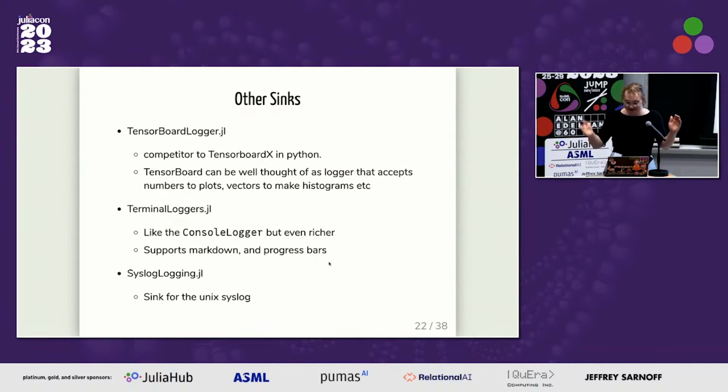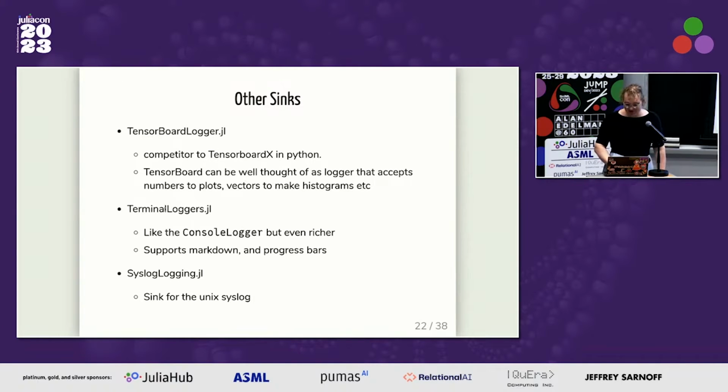Finally, here's some other sinks. There are a fair few of these, which is pretty cool. There's the TensorBoard logger, which is a project I'm also involved in. It's kind of a competitor to TensorBoardX in Python. The idea is TensorFlow, but TensorBoard, very nice. So we can think of TensorBoard as being a logger which can accept numbers, which it can plot, or vectors, which you can display as a histogram, or it can even accept sounds and all kinds of other things, like images to display. It's very rich, and the TensorBoard logger in Julia supports, I think, most of it. It's pretty cool.